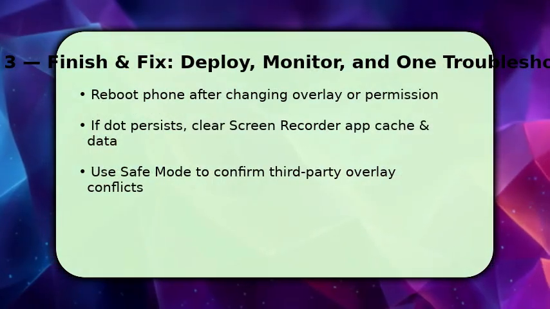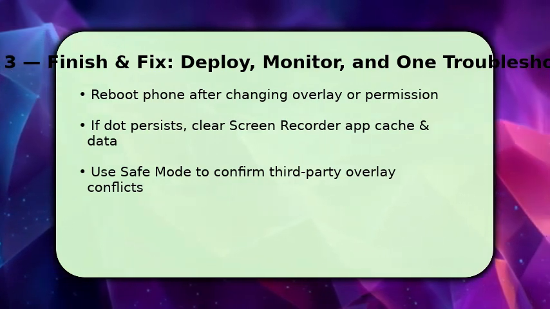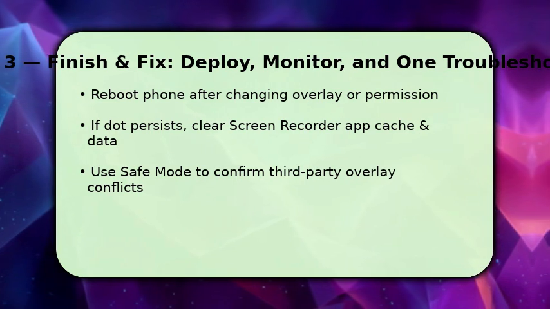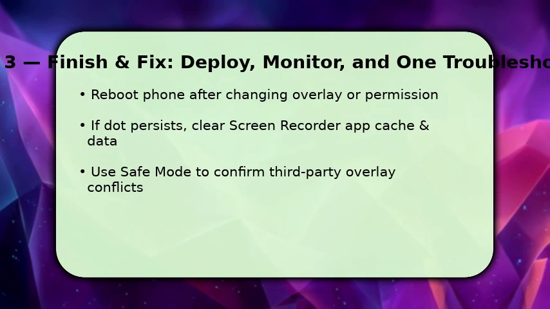After toggling the overlay off, reboot the phone to ensure the change applies across processes. If the dot still appears, go to Settings, App, Screen Recorder, then clear cache and clear data. This resets any stuck flags.